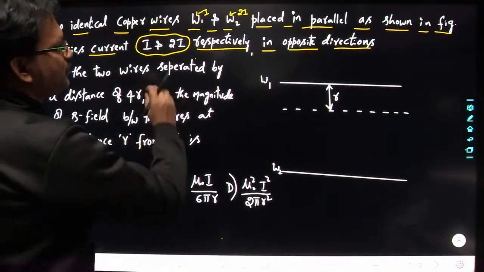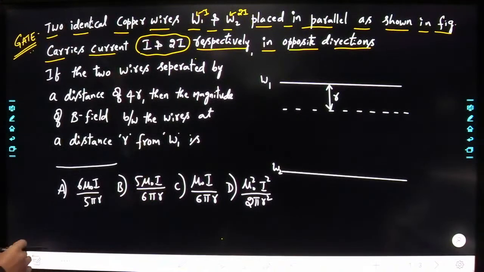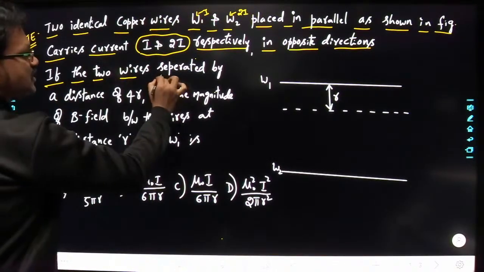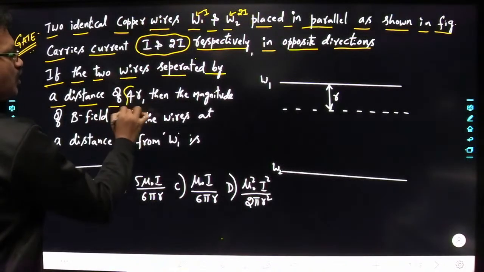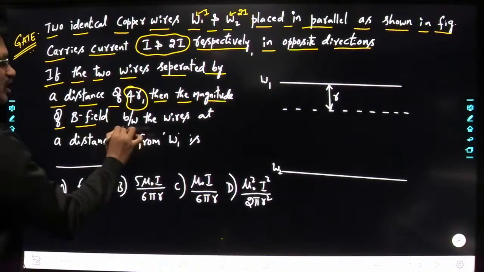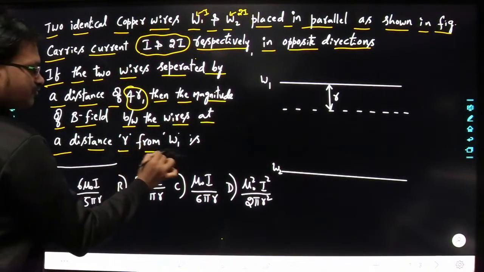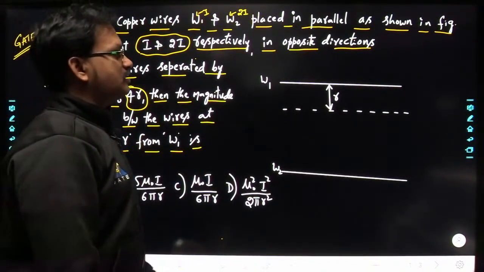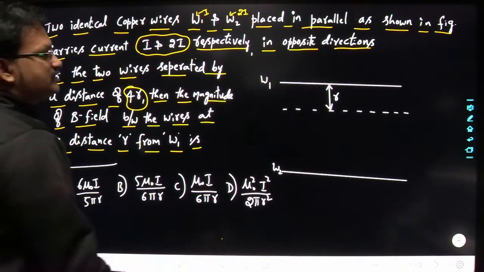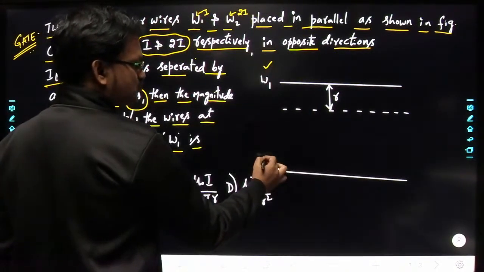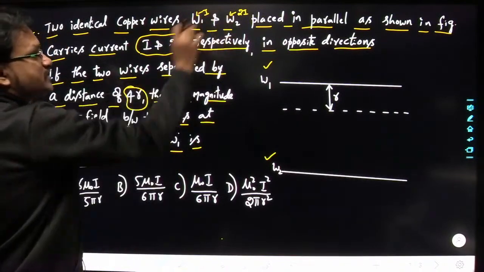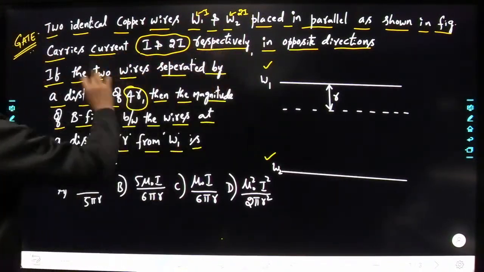Two identical copper wires W1 and W2 placed in parallel as shown in figure carry current I and 2I respectively in opposite directions. If the two wires are separated by a distance of 4r, then what is the magnitude of B field between the wires at a distance r from W1? So they have given two current carrying wires, named W1 and W2. W1 is carrying current I and W2 is carrying current 2I, but in opposite directions.